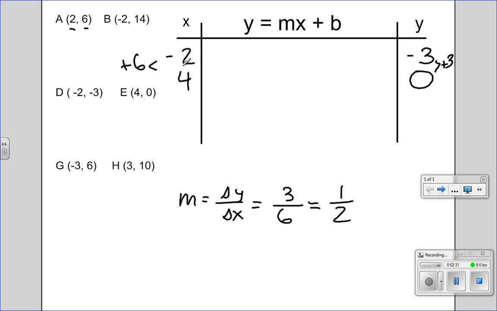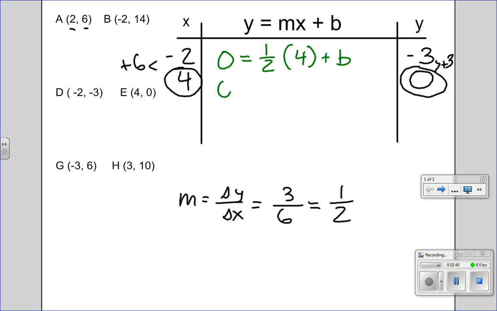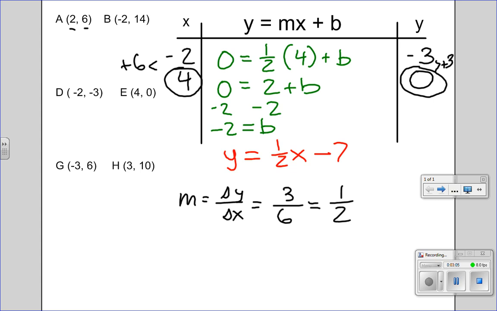So let's see. I'm going to pick the second point this time, the (4, 0), because those numbers look like they'll be easier to work with. So 0 equals m, 1/2, times x, which is 4, plus b. 0 equals, half of 4 is 2. And then to get rid of the 2, you subtract 2 from both sides, so -2 equals b. So your equation will then be y equals 1/2 x minus 2, because b is -2.